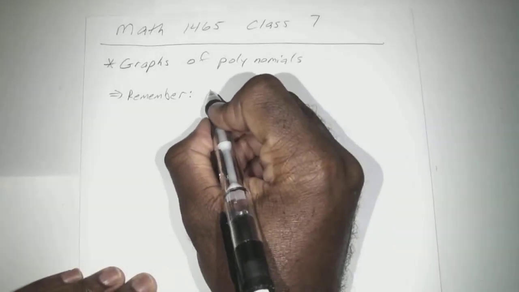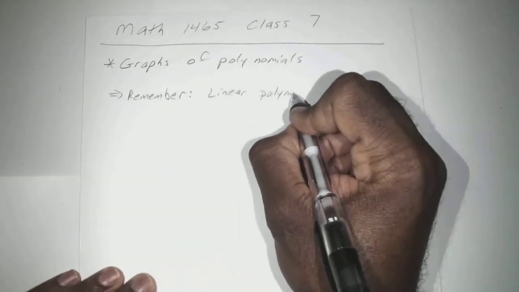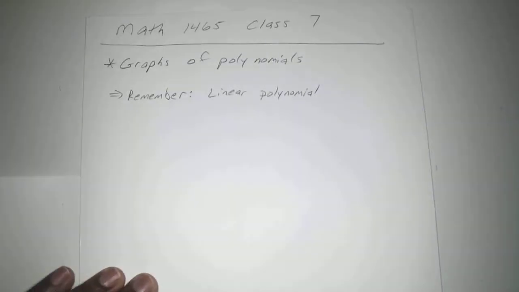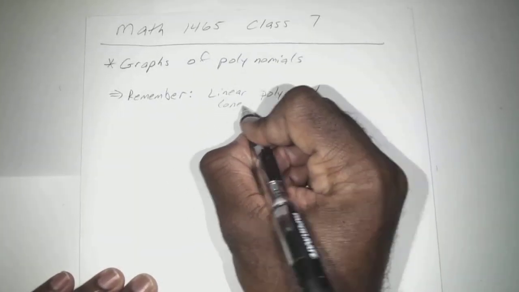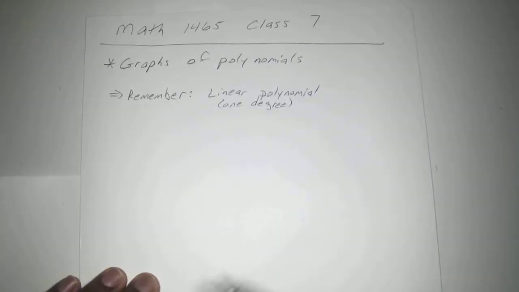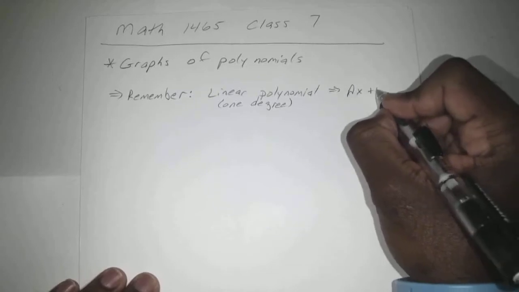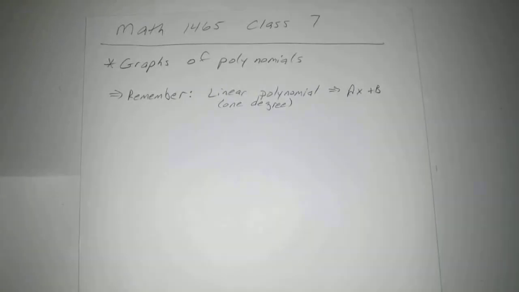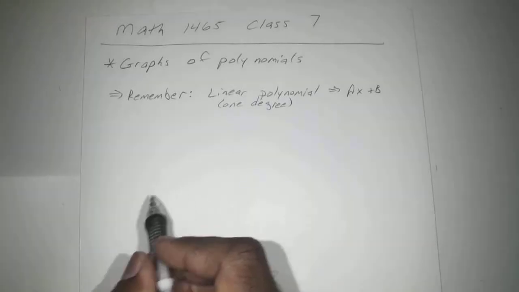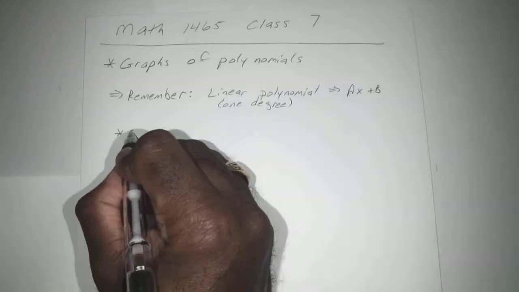So you have your linear polynomial. And remember, that's just 1 degree. And that has the form of ax plus b, where a and b are constants, like 3x plus 2, 7x plus 5, something like that. Okay. Then you have your second degree polynomial.